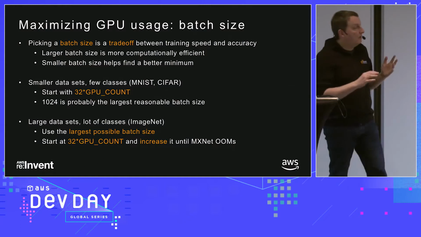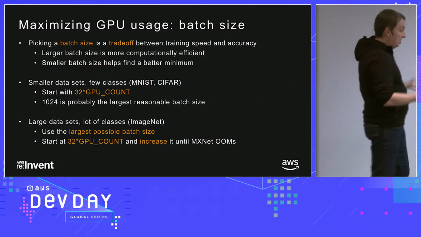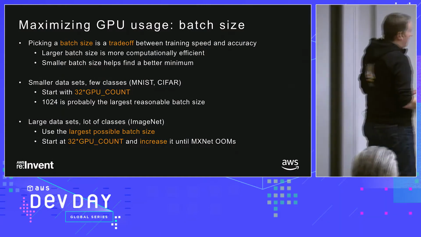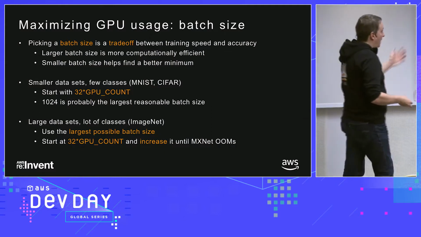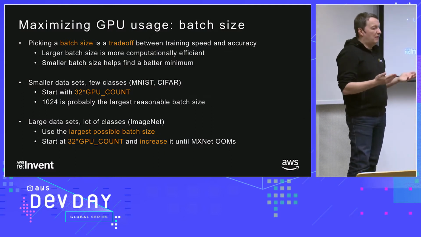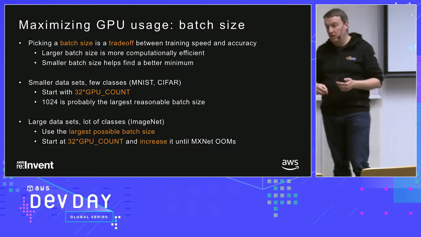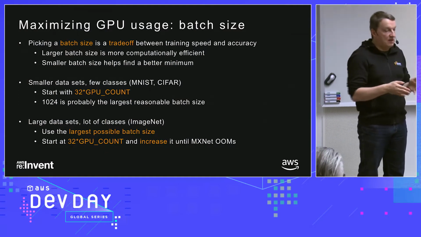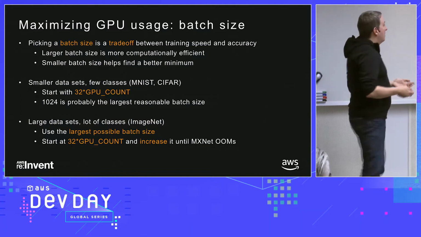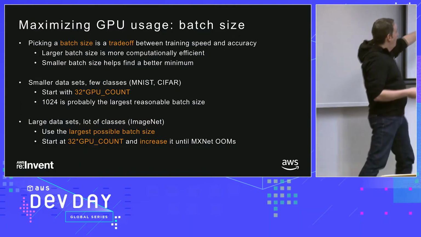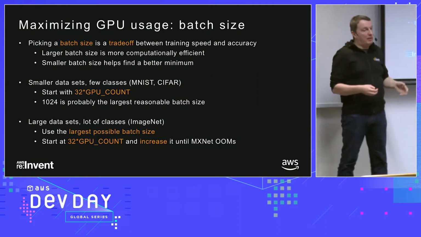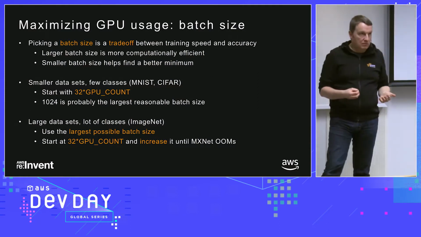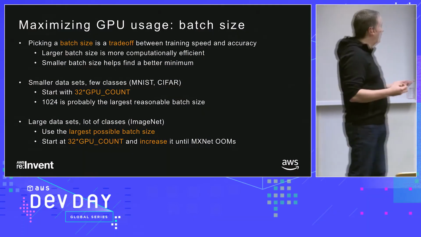So here are a couple of suggestions. If you have a small data set with a few classes like MNIST, 60K samples, 10 classes, or CIFAR, 50K samples, 10 classes, then a good rule of thumb is 32 multiplied by the number of GPUs you're training on. That's a good starting point.